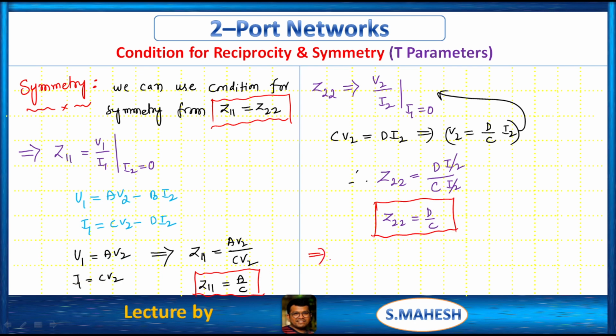Therefore, for symmetry, Z11 equals Z22, which means A by C equals D by C. C gets cancelled. Therefore we have A equals D. The condition for symmetry is A equals D. Right, this is the condition for symmetry, and AD minus BC equals 1 is the condition for reciprocity.